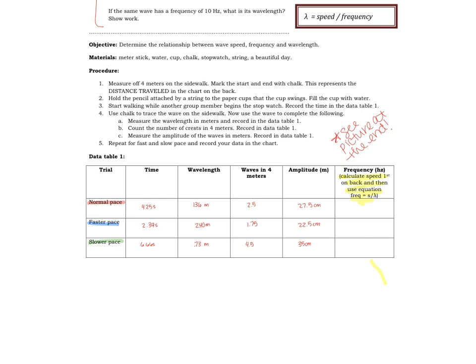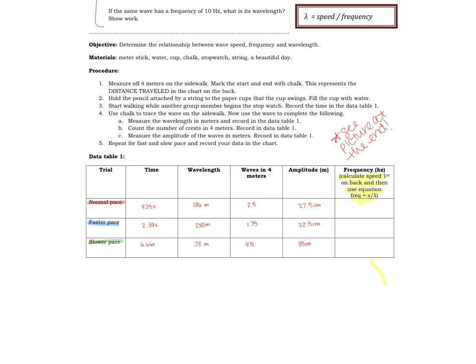Now, looking at your normal pace, fast pace, slow pace, check your times. Your fast pace should have the smallest amount of time. Slow pace, greatest amount of time. Yes? Okay. Now, wavelength. When you guys walked slower, did you have more waves or less waves?